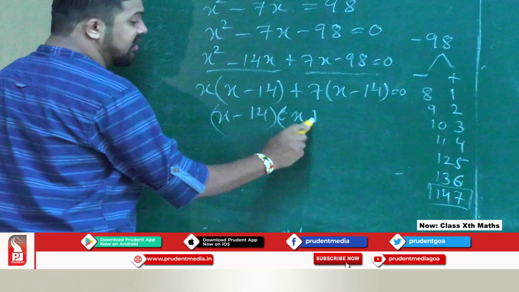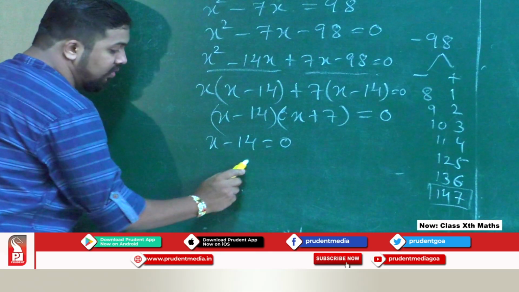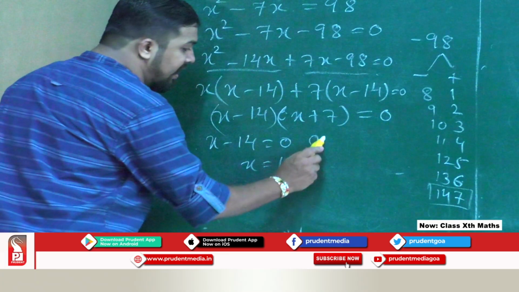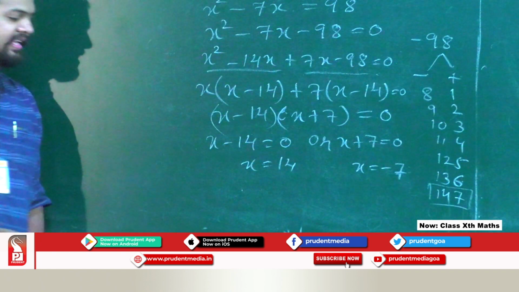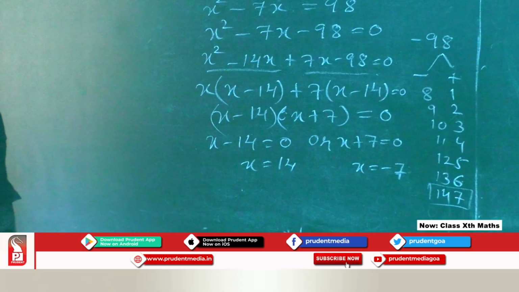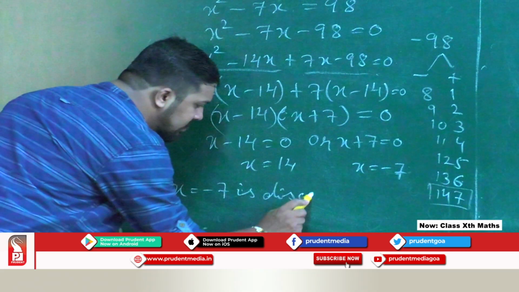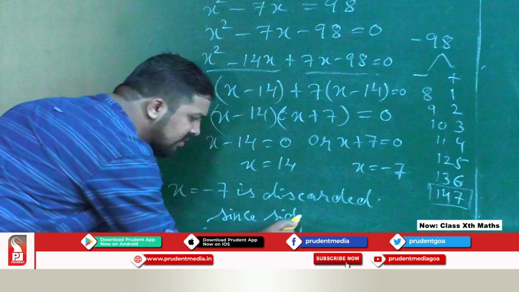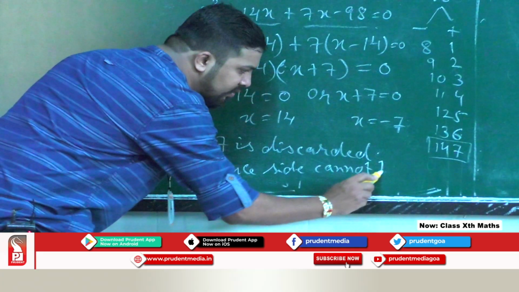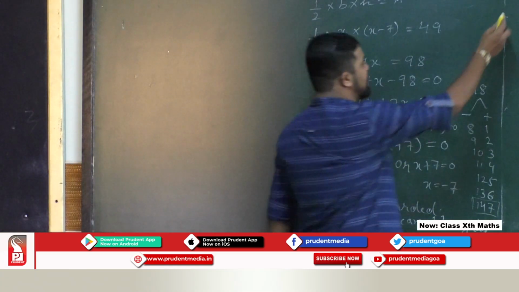or x plus 7. So x minus 14 equal to 0 or x plus 7 equal to 0. So you got x is 14 and you got x is equal to minus 7. Now you know which one to discard. x equal to minus 7 is discarded since a side cannot be negative. So therefore x is 14.